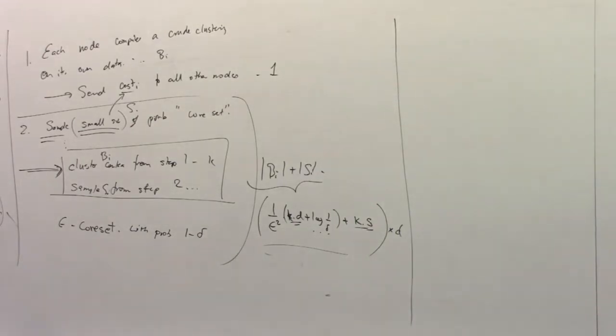And then you combine all those samples. The central node just takes all the samples, computes a single clustering, and says this is the answer. There's no more back and forth.